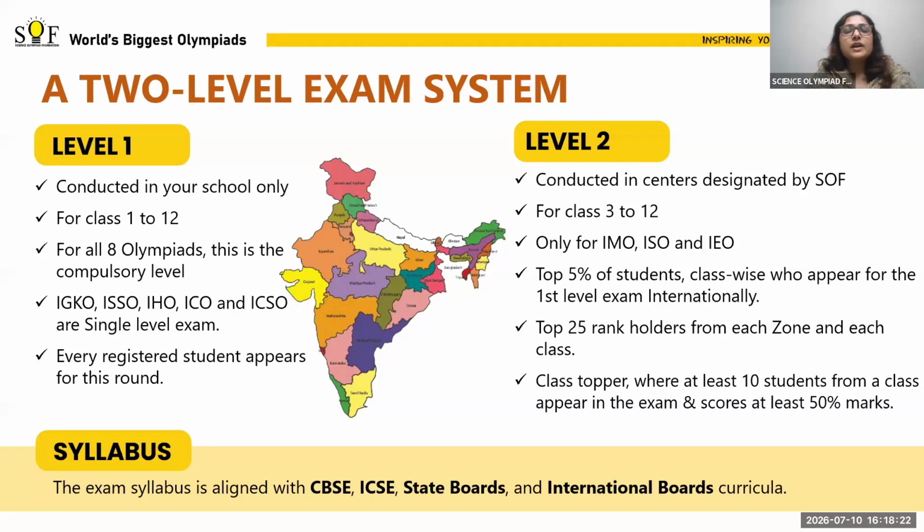Now let's understand how SOF Olympiad exams are structured. The SOF Olympiads are conducted in 2 levels. Level 1 is the compulsory stage and is conducted at your own school for students of class 1 to 12 across all the 8 Olympiads. Level 2 is conducted only for math, science, and English for students of class 3 to 12, and it is held at the SOF designated centers, and there is no separate registration fee for this level of examination.